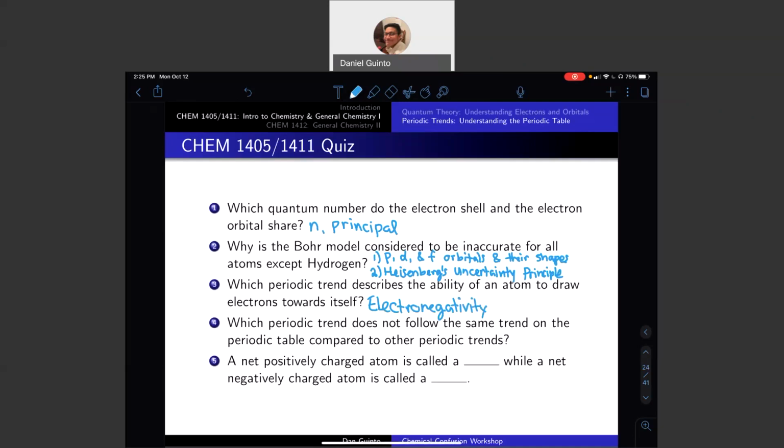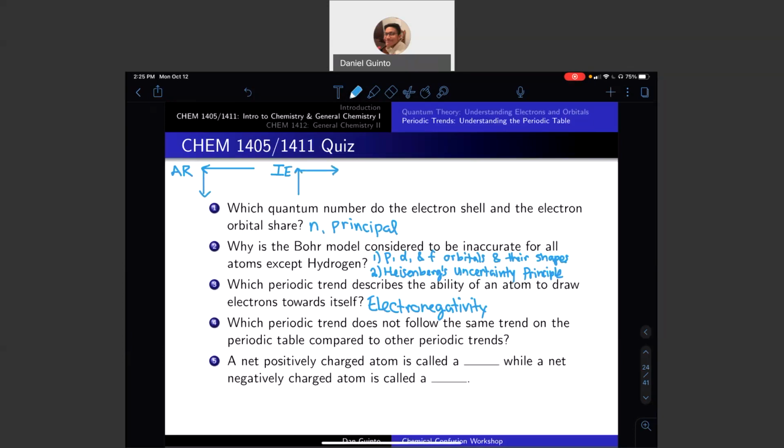And then fourth, which periodic trend does not follow the same trend on the periodic table compared to other periodic trends? So let's work this one by one. For atomic radius, it went from starting at helium to the left, and then from up to down, and then we have ionization energy from down to up, and then left to right.